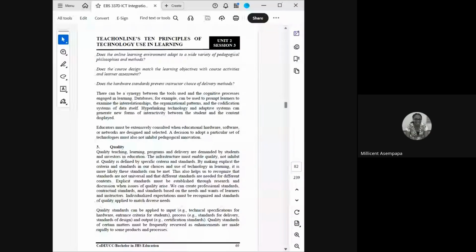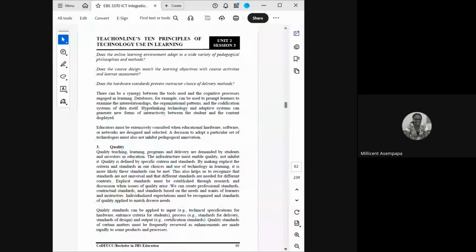Quality. So with quality, I say quality teaching, learning programs and delivery are demanded by students and investors in education. The infrastructure must enable quality, not inhibit it. The infrastructure must enable quality.